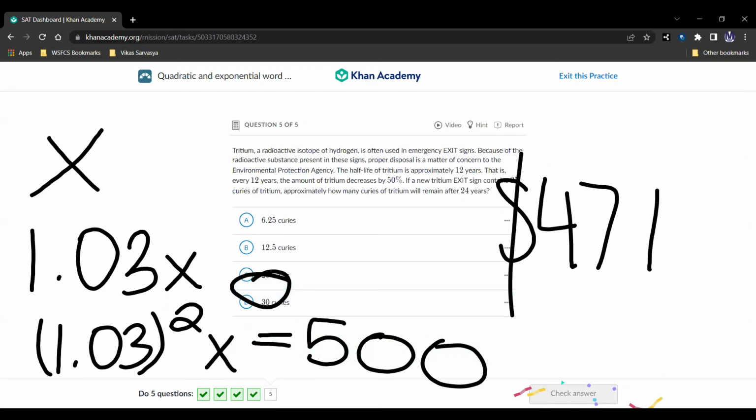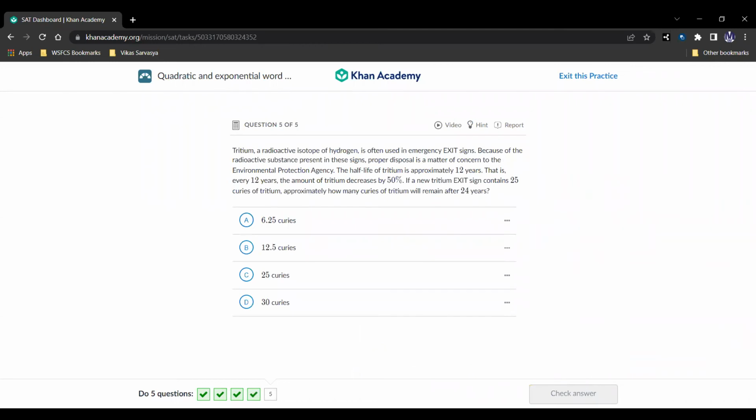Let's move on. And here we are. Tritium, a radioactive isotope of hydrogen, is often used in emergency exit signs. Because of the radioactive substance present in these signs, proper disposal is a matter of concern for the Environmental Protection Agency. The half-life of tritium is approximately 12 years. That is, every 12 years, the amount of tritium decreases by 50%. If the new tritium exit sign contains 25 curies, which I'm supposing is some unit, approximately how many curies of tritium will remain after 24 years?